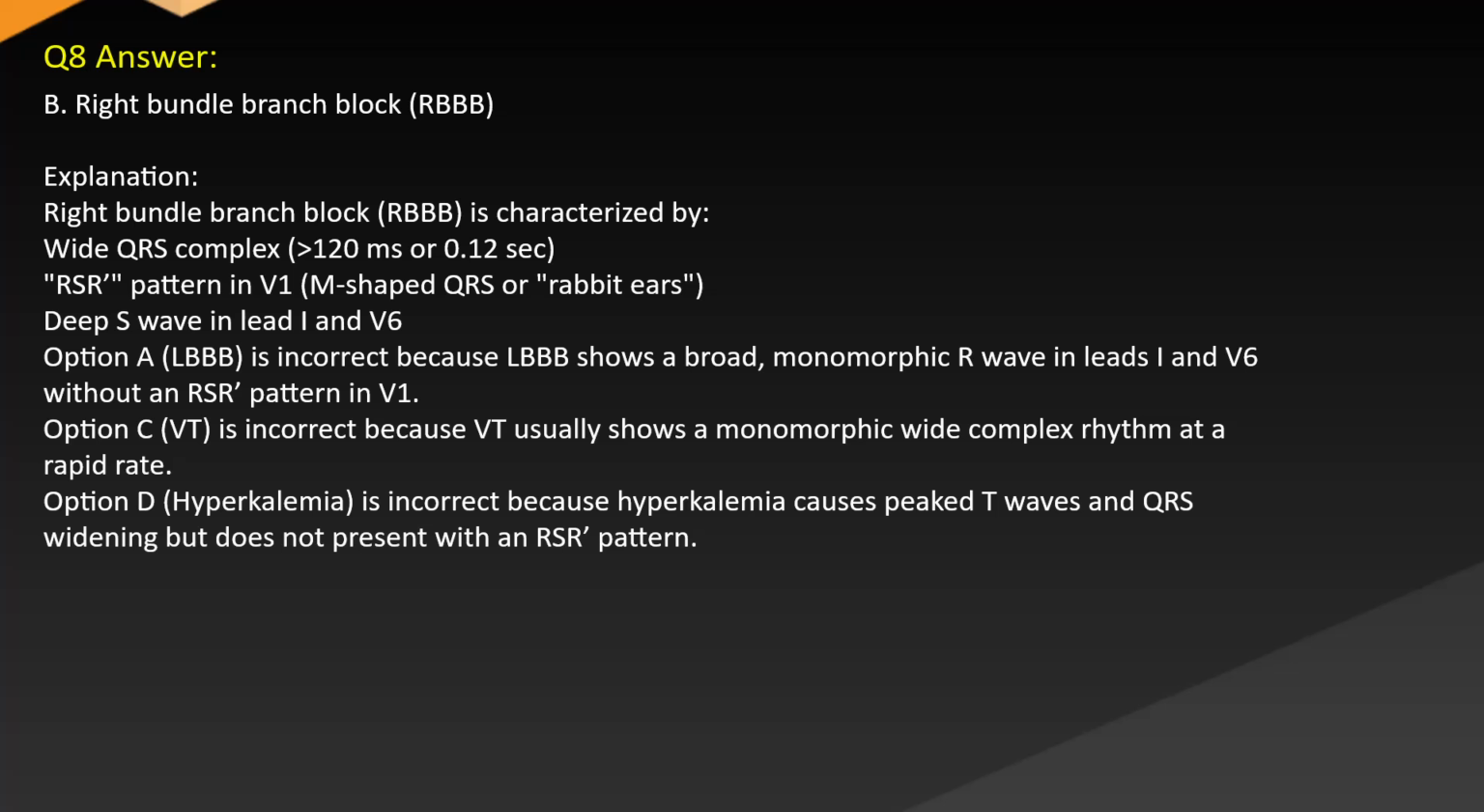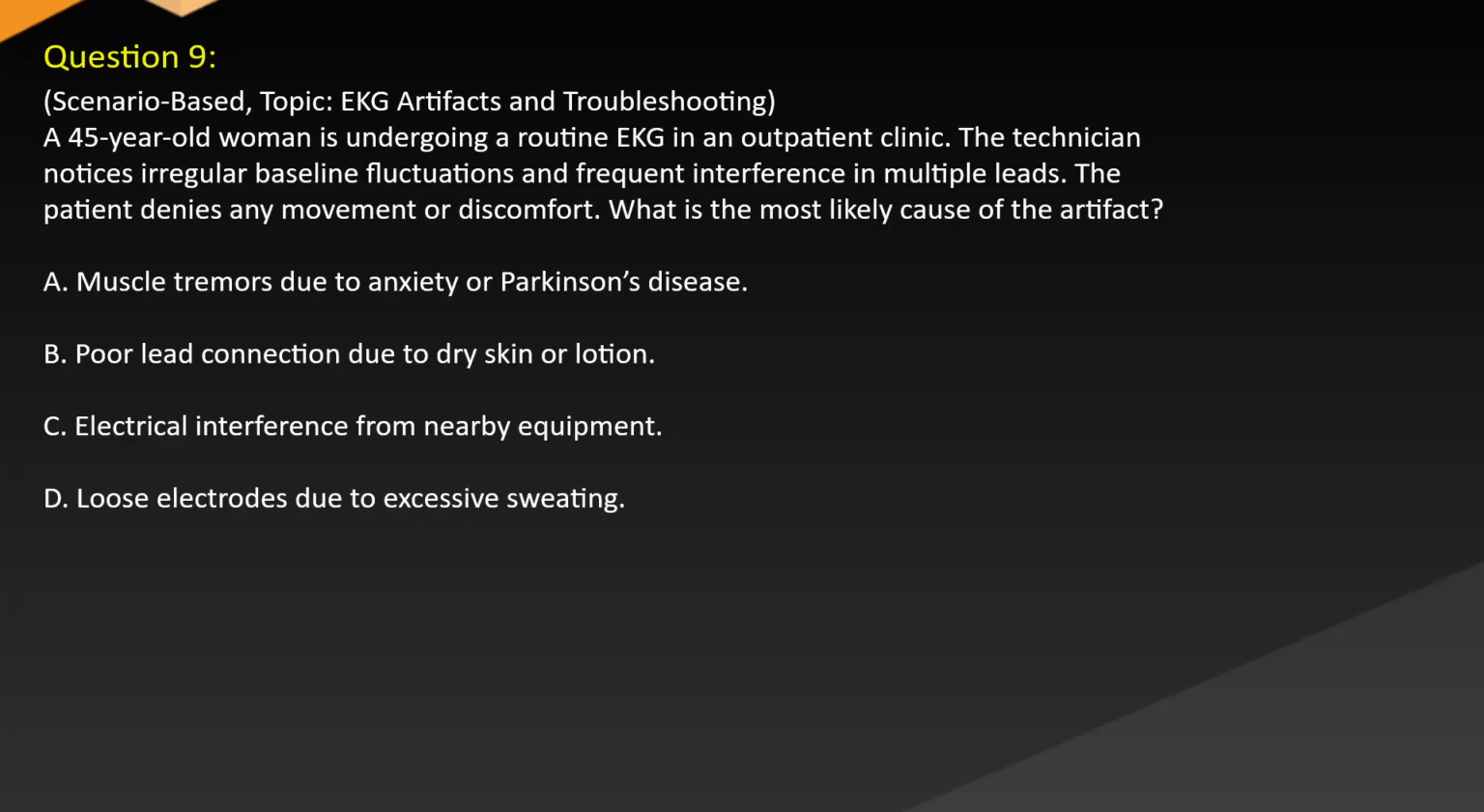Option A is incorrect because LBBB shows a broad monotonous R wave in leads I and V6 without an rSR' pattern in V1. Option C, VT, is incorrect because VT usually shows a monomorphic wide complex rhythm at a rapid rate. Option D, hyperkalemia, is incorrect because hyperkalemia causes peaked T waves and QRS widening but does not present with an rSR' pattern. Question 9. Scenario-based.